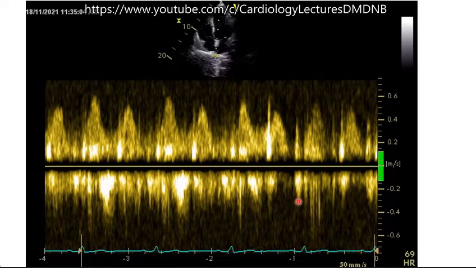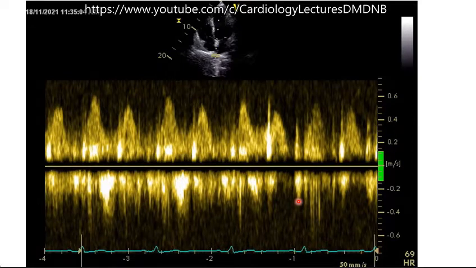Due to the sucking effect of the LV, and pulling down of the mitral valve. Yeah, not because of the sucking effect of the LV, it is because of the relaxation of the left atrium. See, the A wave is recorded at a time when the atrial contraction is over, it has emptied its contents into the left ventricle and then the atrium relaxes. When the atrium relaxes, there is a sucking effect and the blood is drawn into the left atrium.